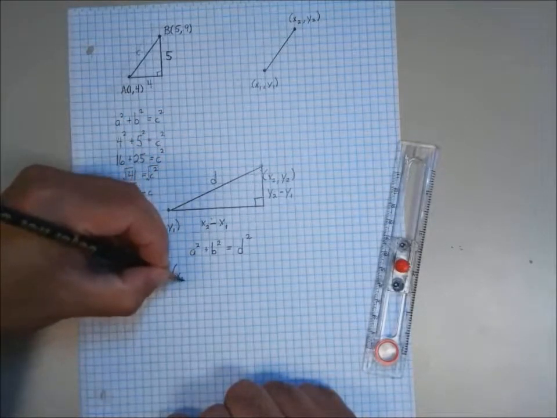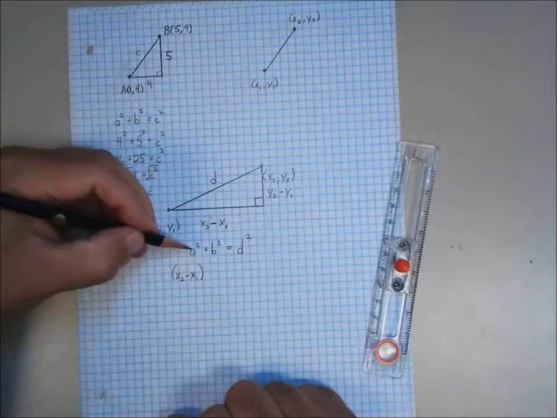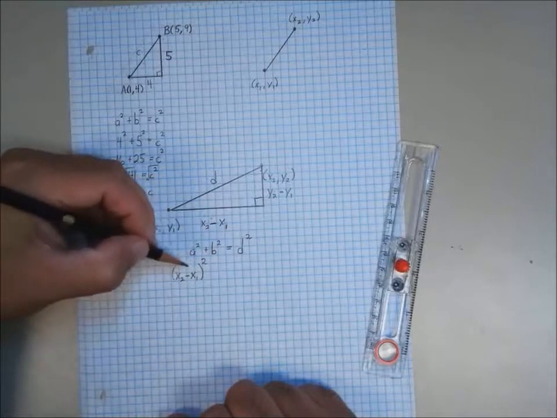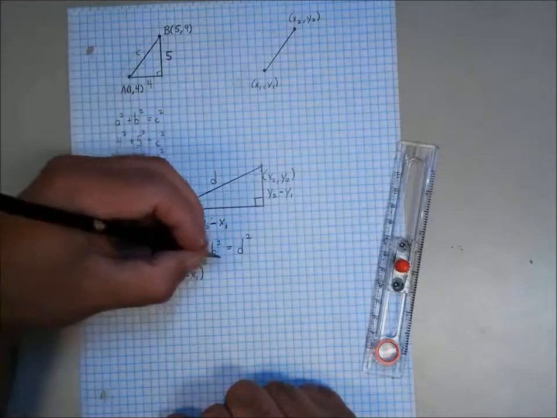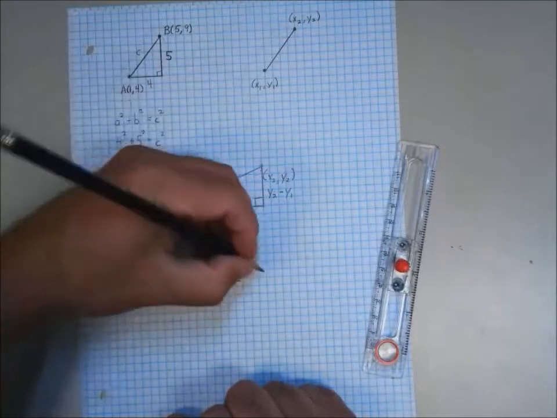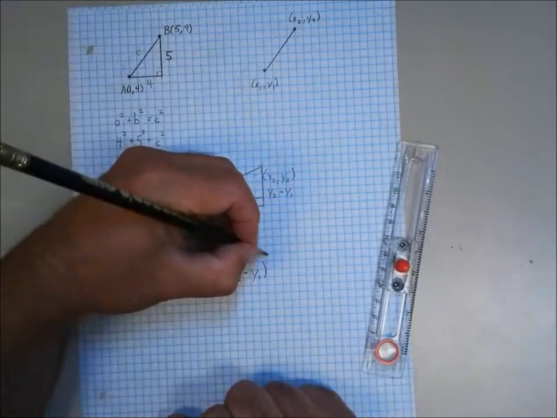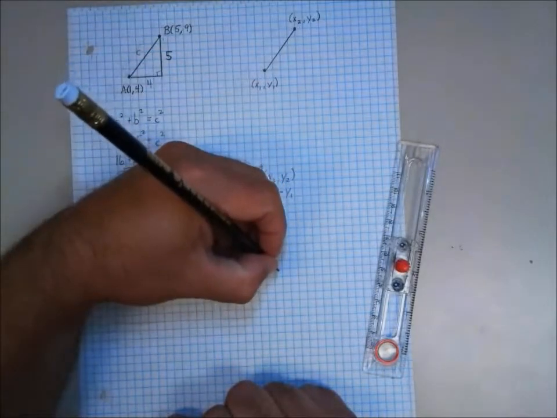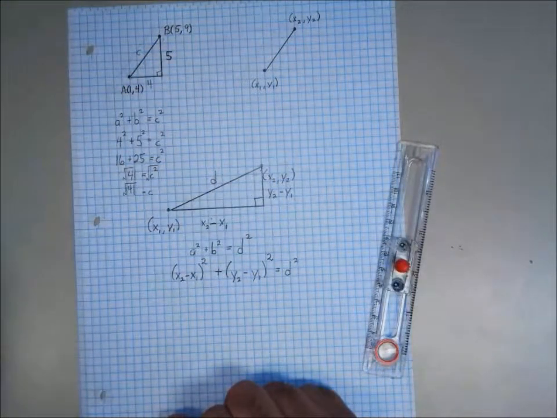is x2 minus x1. Now notice I put that in parentheses because this whole thing is squared, so when I substitute this in its place, it's this whole thing squared. So you will actually subtract first, then square it. Plus, from the same reasoning, this becomes y2 minus y1. That quantity squared. And we still have it equaling d squared.